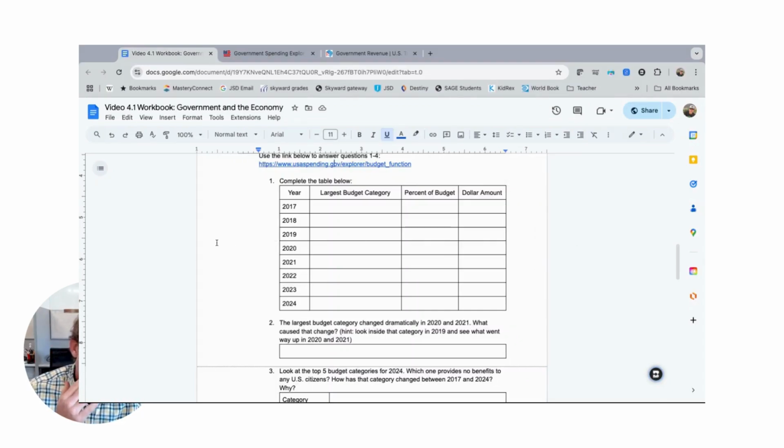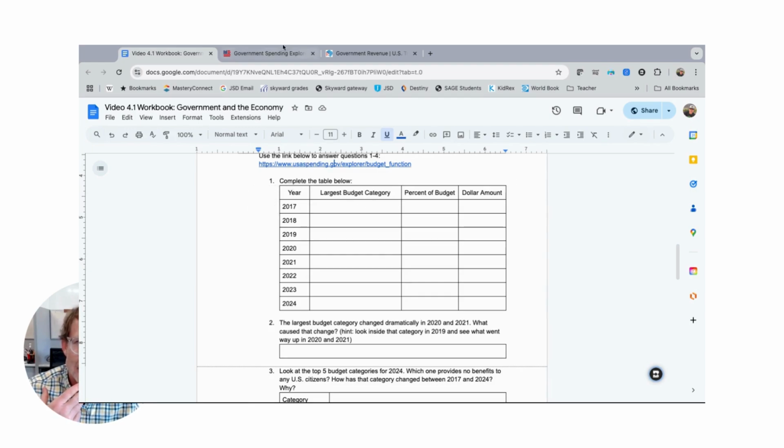Okay, in lesson 3, you are using the Treasury Department website to figure out how much the government has been spending in certain categories and how that spending has changed over time. I'm not going to give you the answers for each of these rows in the table, but I'll show you how to find them. And let's start with 2017.